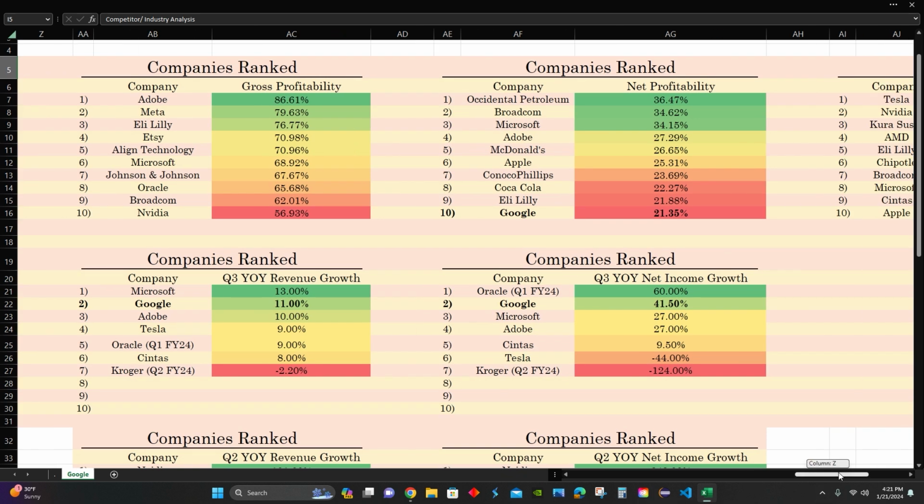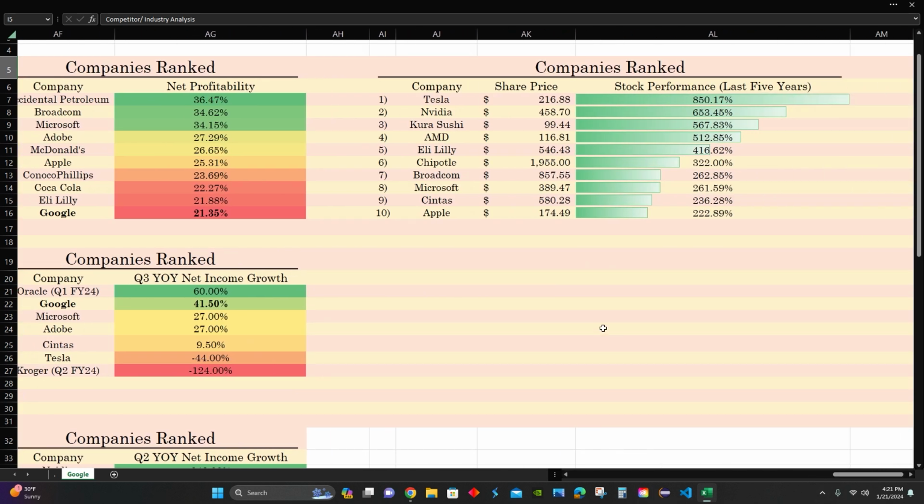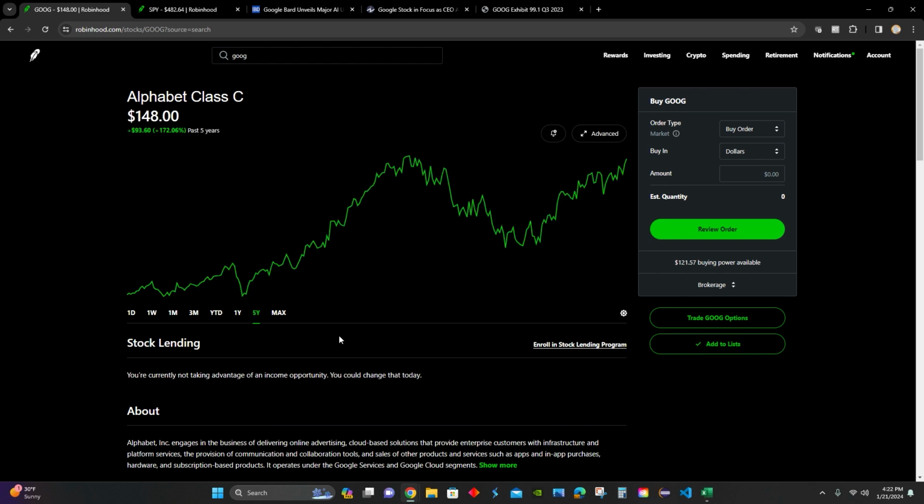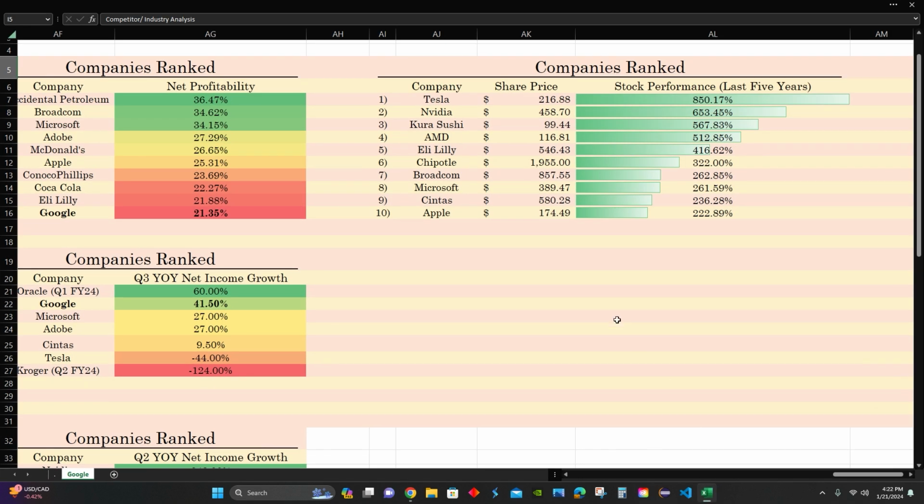And then lastly, on the right side here, I looked at their stock performance over the last 5 years. Over the last 5 years, Google is up 172%, which means that they are not returning as much value to shareholders over the last 5 years as these top 10 companies right here. Tesla had the highest at 850%.